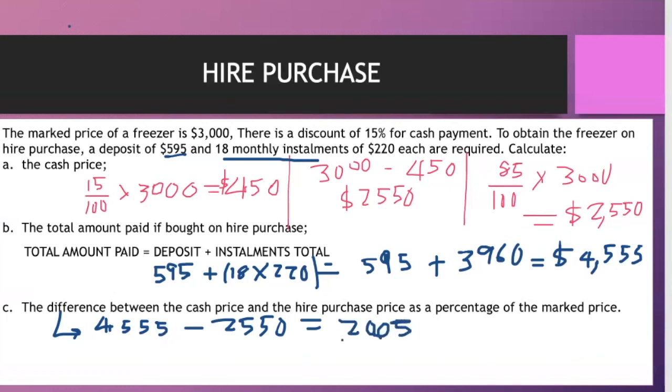And they say they want it as a percentage of the mark price. So the mark price is 3,000, and then we will times it by 100. So 2,005 divided by 3,000, and then you times it by 100, we will get 66.8%.